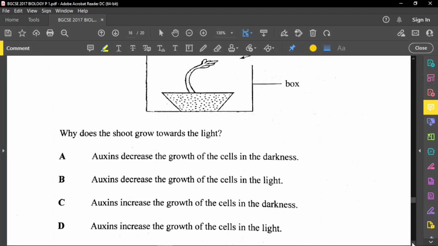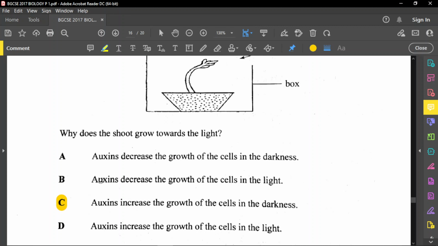A is auxin decreases the growth of cells in the darkness. That is not true at all. B is saying that auxin decreases the growth rate of cells in the light. That is not true. What light does though is inhibit auxin. It is not auxin decreasing the growth, because once auxin is present there, then you'll have growth. C is saying that auxin increases the growth of cells in the darkness. Yes, because auxin moves to the darker side since light inhibits the function of auxin. So auxin will be on the darker side, and they will cause more growth on the darker side.